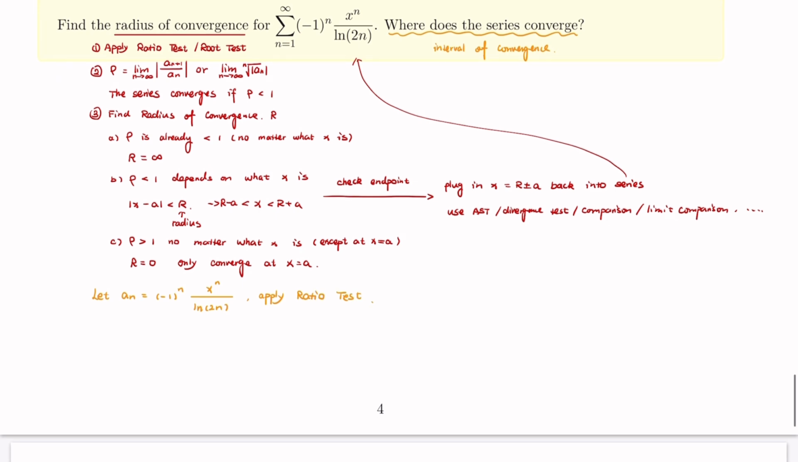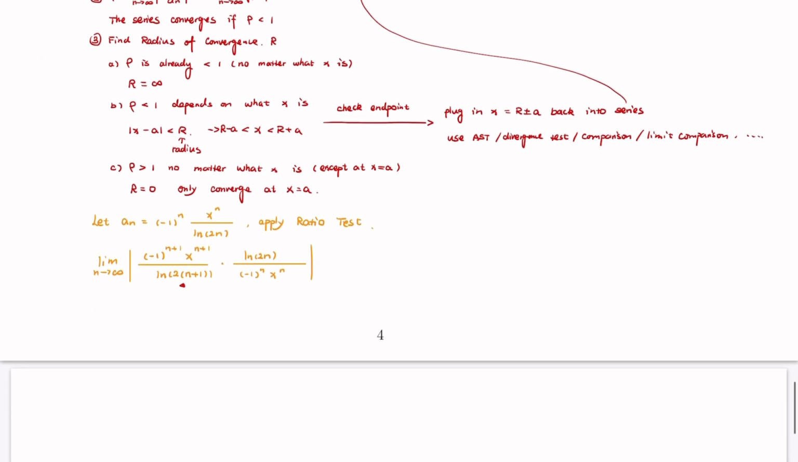What we're going to have is the limit as n goes to infinity of the absolute value of a_(n+1). So change every n to n plus 1: (-1)^(n+1) times x^(n+1) over ln(n+1). Make sure you have brackets here, otherwise you might make a mistake. Here you need to be careful, it's a common mistake. This whole thing is my a_(n+1). Dividing by a_n is multiplying by the reciprocal of a_n, so multiply by ln n over (-1)^n times x^n. Okay, so this is what I have.